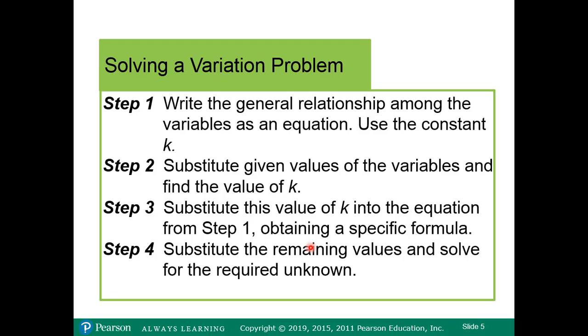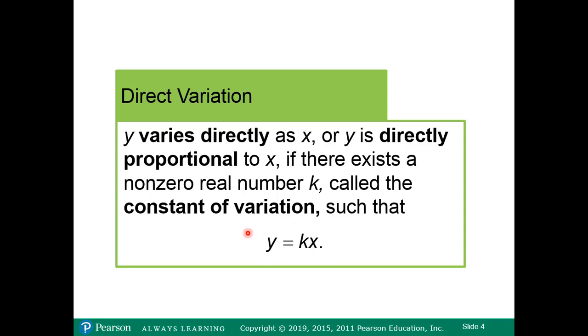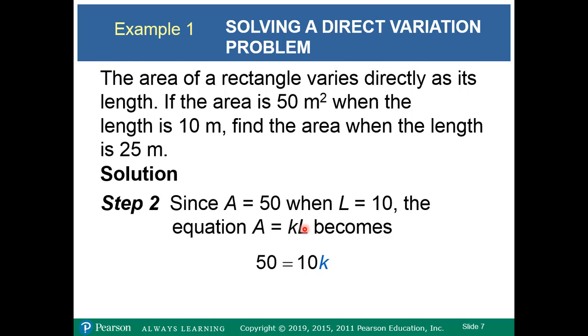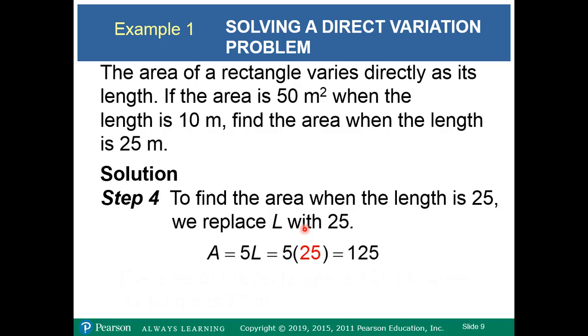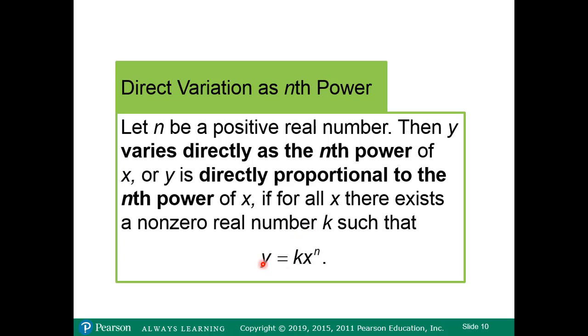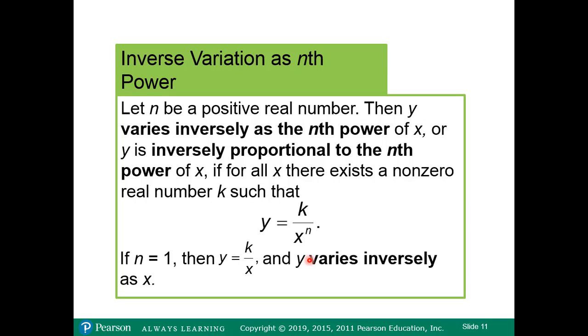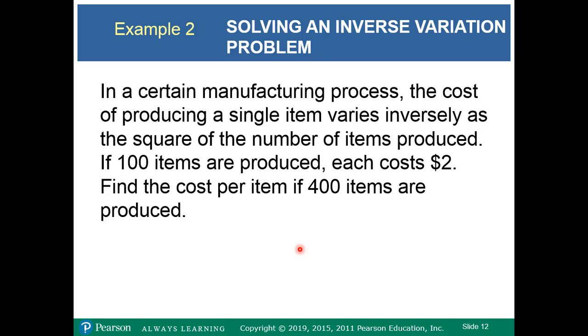So in this case here, this is what it would look like if it varies directly. This is what it means, varies directly as the nth power of x. And here it is when y varies inversely as x, and then this is y varies inversely as the nth power of x.